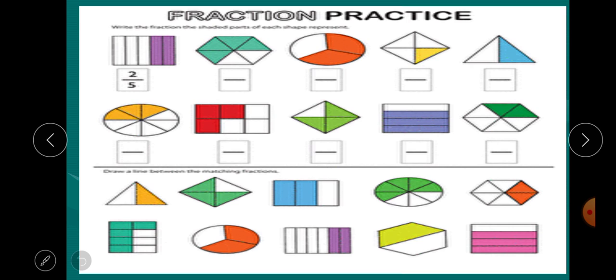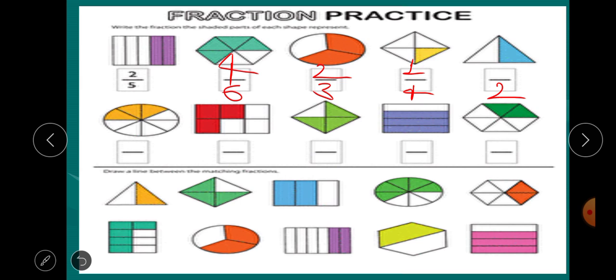Fraction practice. As you can see in the first part, what is the fraction for the shaded part? 2 by 5. In the second figure, you can see that out of a total of 6 parts, 4 parts are shaded. So 4 by 6 will be the fraction for the shaded part. In the third one, out of 3 parts, 2 parts are shaded. So 2 by 3rd will be the fraction for the shaded part, and out of these 4 parts, 1 part is shaded. So 1 by 4 will be the fraction for the shaded part.